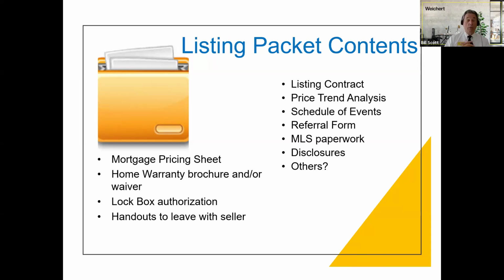Okay, so one of the Weichert requirements is that every listing either offer a home warranty or have the seller sign a waiver that you presented it, but that they chose not to offer it. Here's why you should offer it. 2 really important reasons. Well, 3 really important reasons.